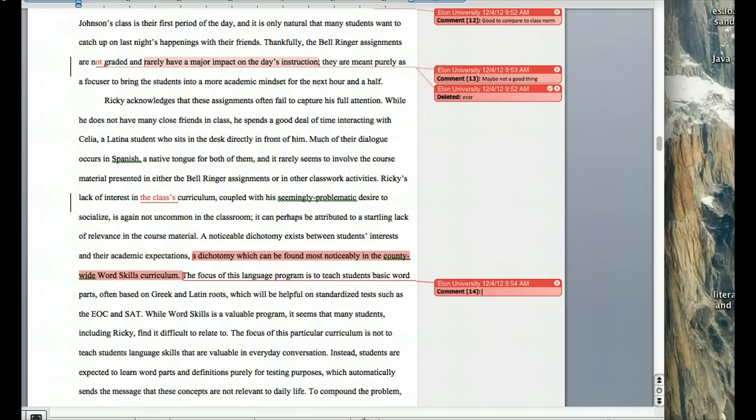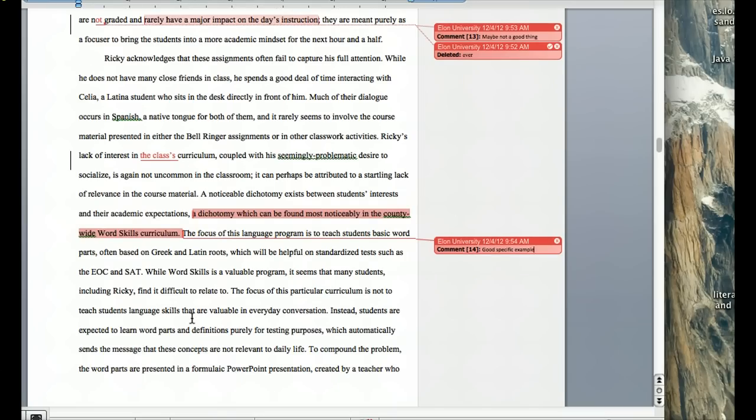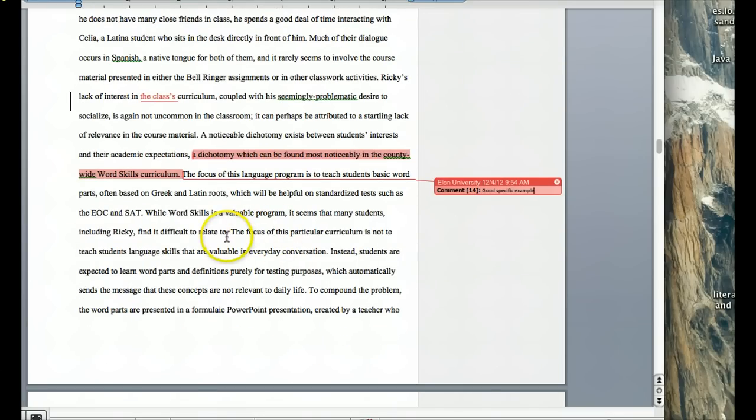Good here to include a specific example. This would be a point somewhere in this paragraph. I'd like to see a quote.